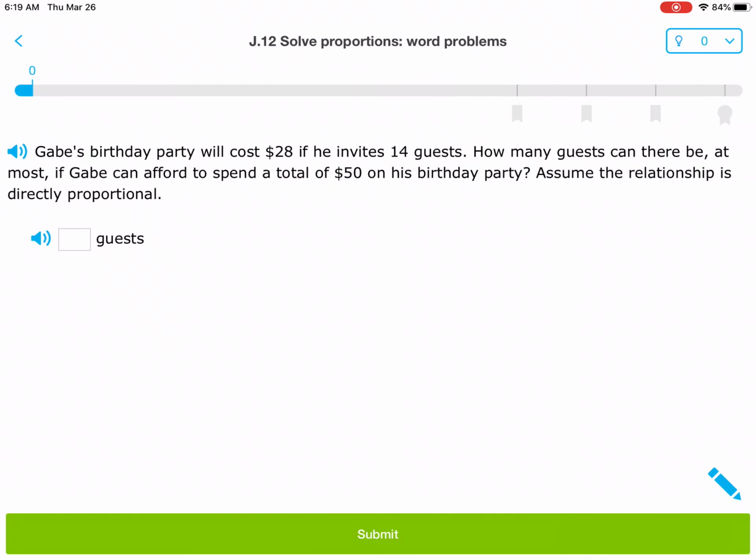All right, so the next IXL we're going to take a look at is J12, Solving Proportions, Word Problems. And just like before, you should be taking some notes. So this is question number 1.